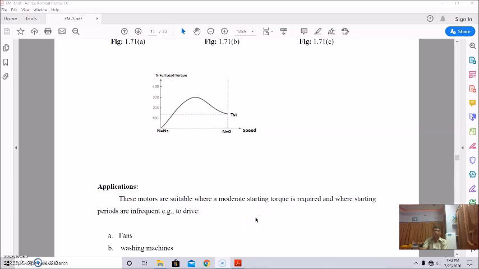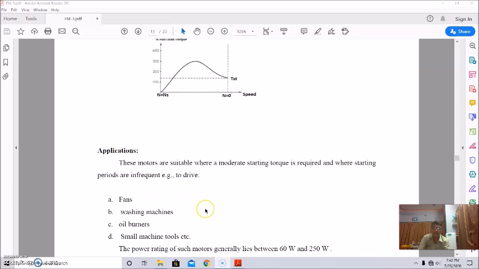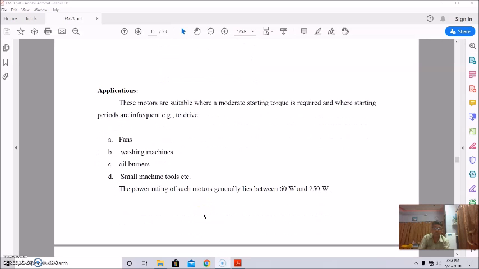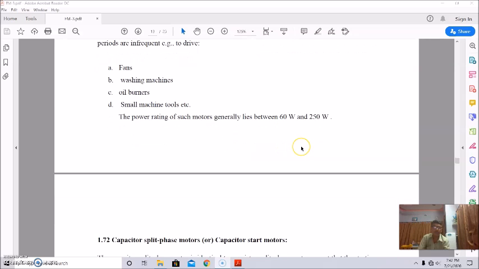Now, where is it applicable? These motors are suitable where moderate starting torque is required and where starting periods are infrequent. That is, to drive fans, washing machines, oil burners, small machine tools, etc. And the power ratings of such motors generally lie between 60 watt to 250 watt.